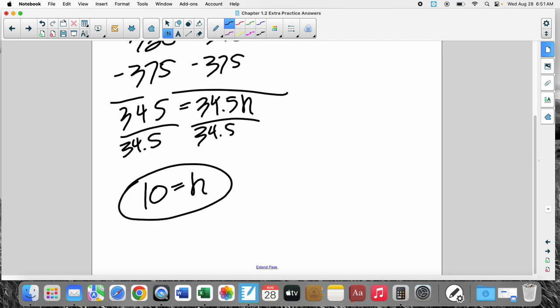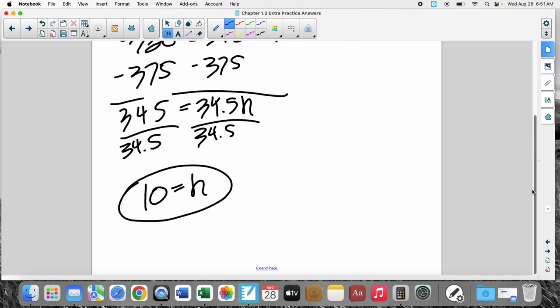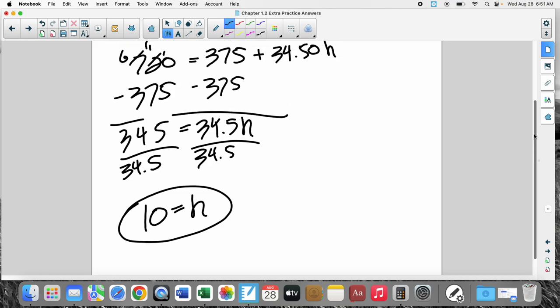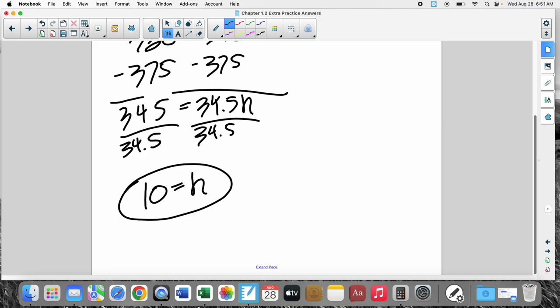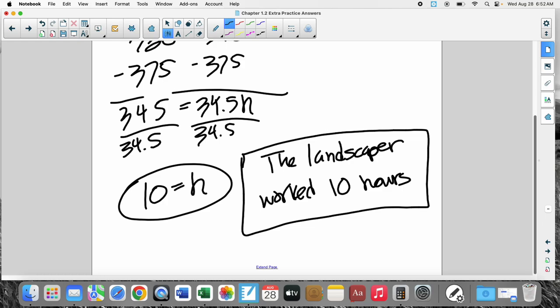So the question says, write and solve an equation to find the number of hours of labor spent landscaping. So the landscaper, we're going to make a word sentence. When you have a word problem, you have a word solution. The landscaper worked 10 hours. You can leave it at that. The landscaper worked 10 hours. And you have to include the 10 hours because that tells me you understand what you found.